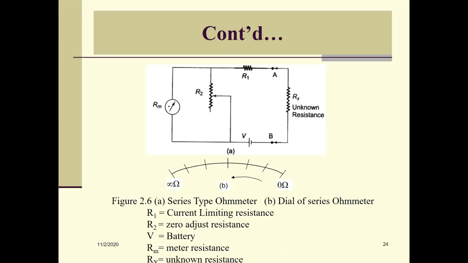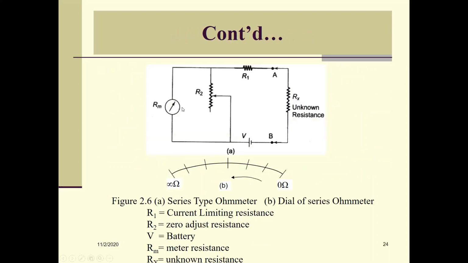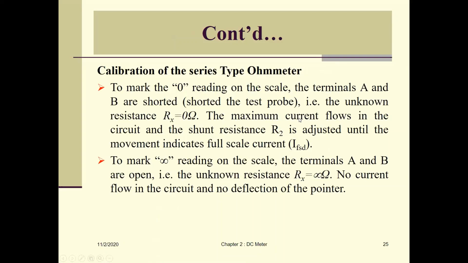This is our resistor to measure the resistance. The ohmmeter is actually to measure the resistor. For example, the DC ammeter measures the current, the DC voltmeter measures the voltage, and the ohmmeter measures the resistance. That's why we put the unknown resistance here. This is how we calibrate the series ohmmeter.